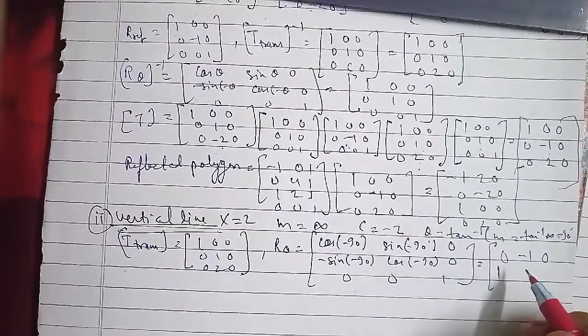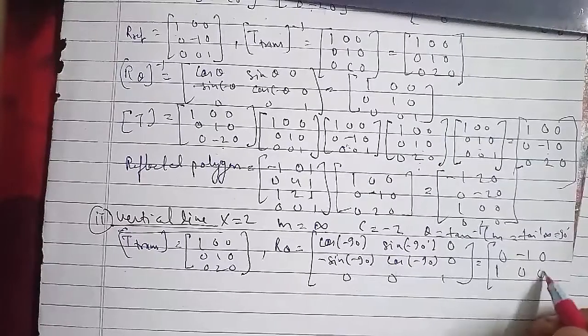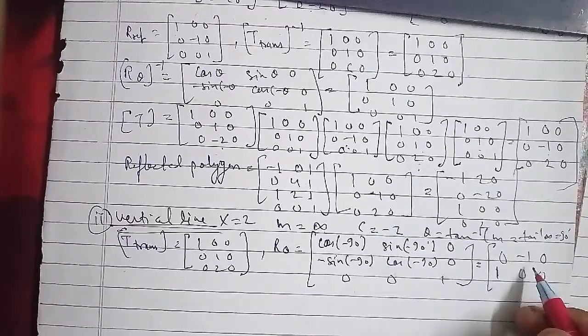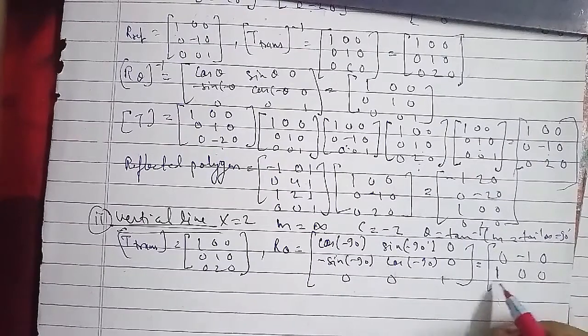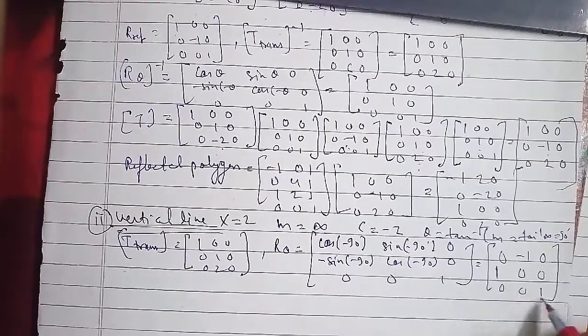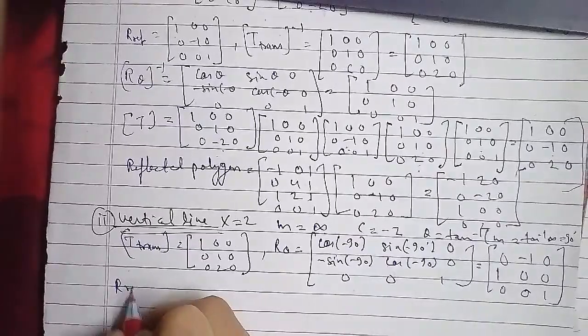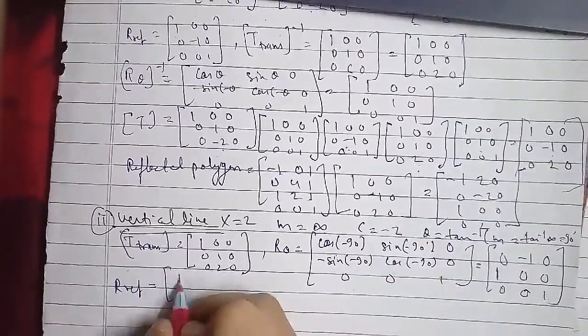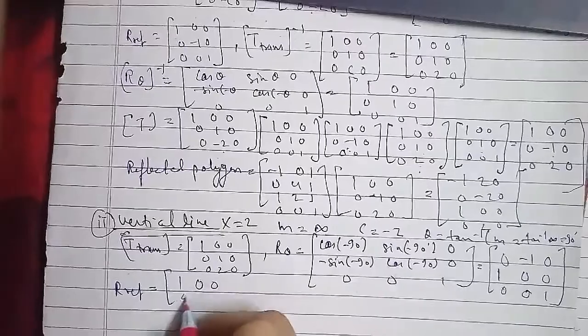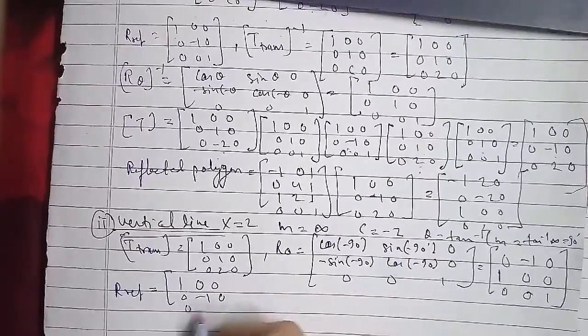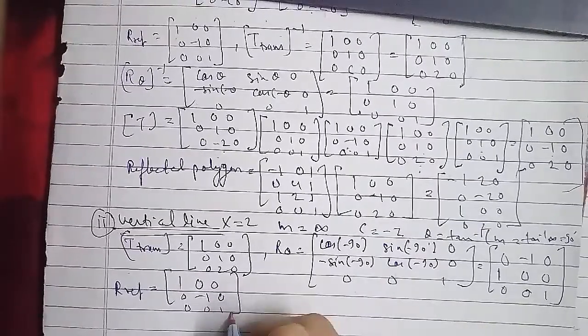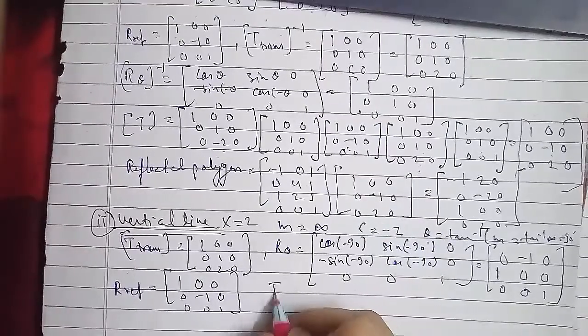So in the same case, we have to find out R reflective. So Rf equals 1 0 0 0 minus 1 0 0 0 1, and for the T trans inverse we'll find it out, that is equal to 1 0 0 0 1 0, and of course 0 minus 2 0 here as well.